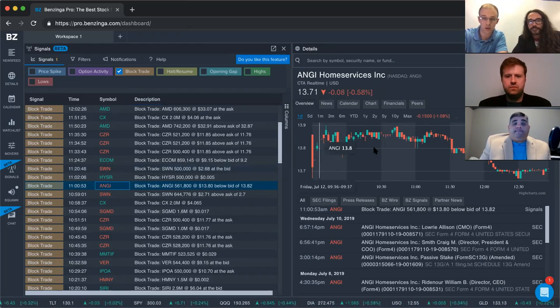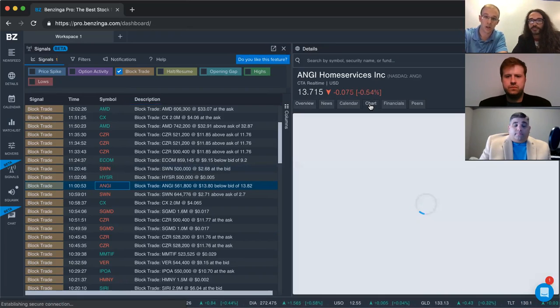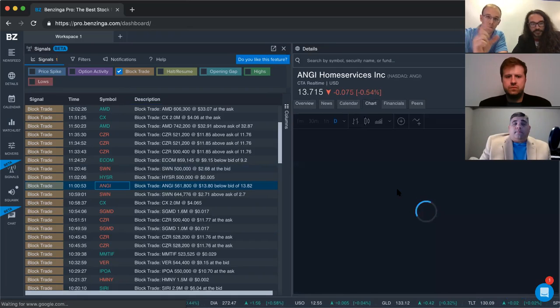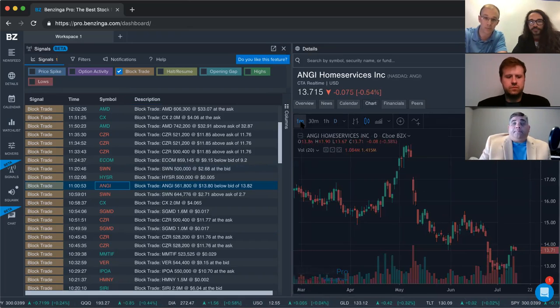Let's see. And so this is the overview chart. One way that you could look at that on Benzinga Pro is you could just click on this chart tab here, and then you could make it a shorter time frame. So you can see, in seconds or minutes there, go into this 1 minute chart.